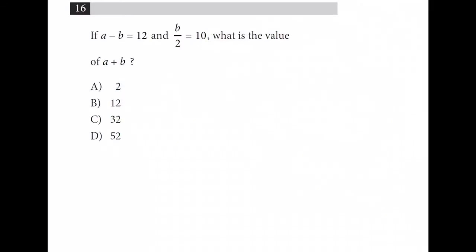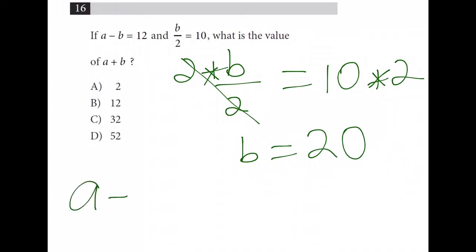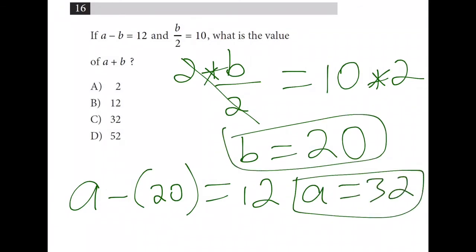Number 16. If a minus b is equal to 12 and b divided by 2 is equal to 10, what is the value of a plus b? If I start with b over 2 is equal to 10, and I multiply both sides by 2, I find out my value for b, which is 20. If I plug that into a minus 20 is equal to 12, I can figure out my value of a, which is 32. If I add together a and b, 32 and 20, I get D, 52.